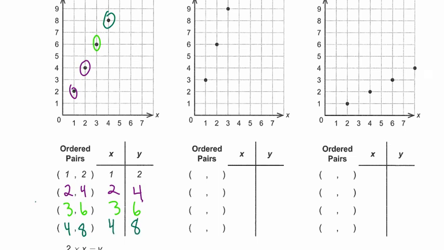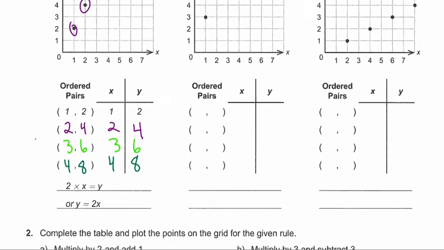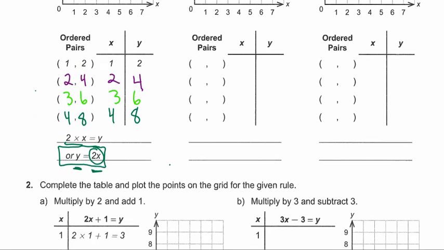Okay, so let's scroll down a little bit and it says 2 times x equals y, or y equals 2x. So we see this pattern. This is called a relationship. How is y related to x? In this case, y is always double x. And how we show that is 2 times x, or simply 2x means the same, 2 times x. So see if you can do B and C. Let's move on.